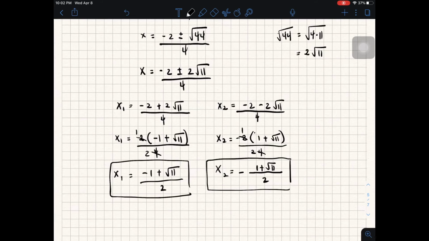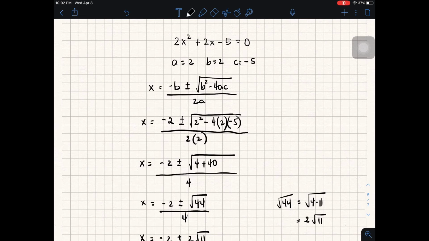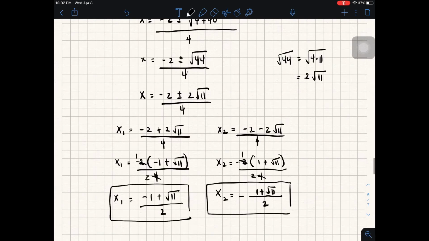Therefore, the values of x, or the roots of the equation 2x squared plus 2x minus 5 is equal to 0, are negative 1 plus the square root of 11 over 2, and negative 1 minus the square root of 11 over 2.